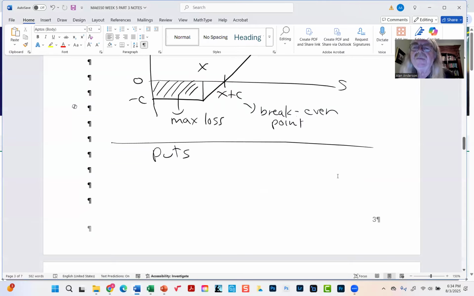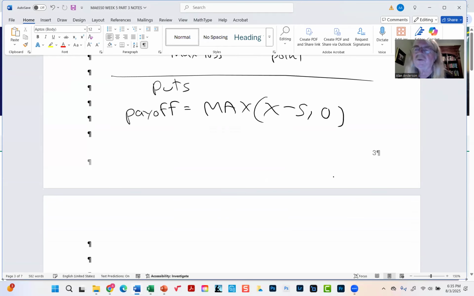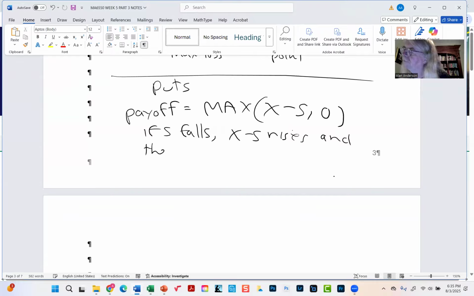Okay, now, because you have the right to sell, the payoff per put is max(X minus S, 0). In other words, we've reversed the roles of the X and the S. And you can see what's happening here. If S falls, X minus S rises and the payoff increases. Or if you were to differentiate this function with respect to S, you would get a minus 1.